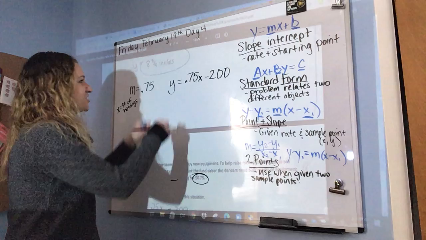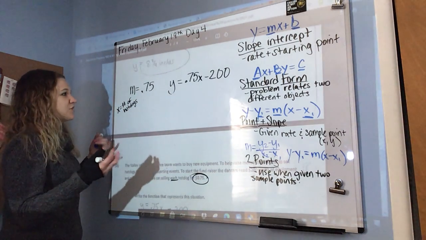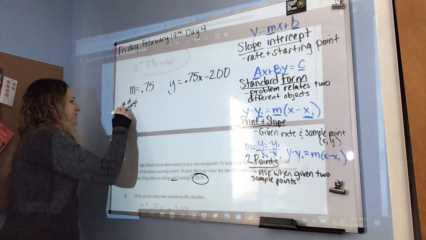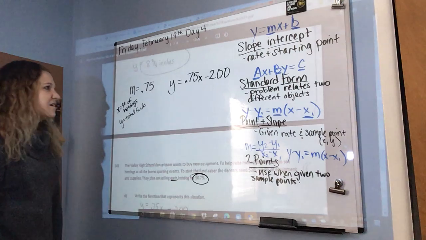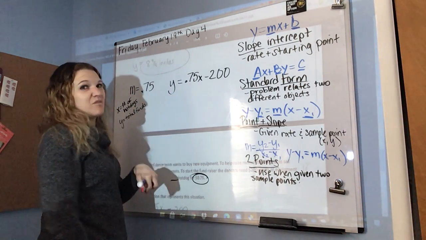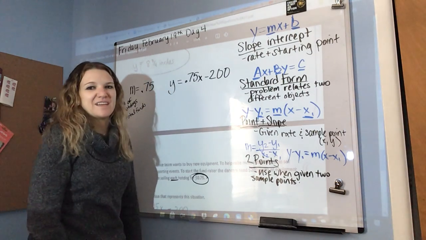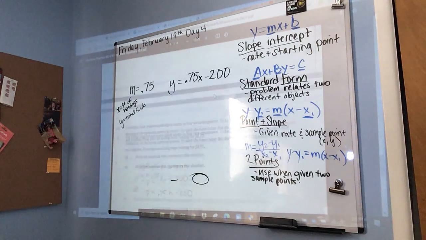So now we have our equation. We know our total fundraiser funds. So I'll make that the total funds is equal to 75 cents per hot dog times the number of hot dogs minus the $200 that they had to spend on that equipment. Let's continue down and see what else they ask you.